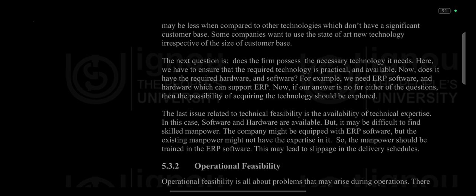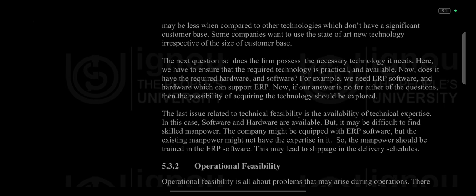The next question is, does the firm possess the necessary technology it needs? Here we have to ensure that the required technology is practical and available. Now, does it have the required hardware and software? For example, we need ERP software and hardware which can support ERP. Now, if our answer is no for either of the questions, then the possibility of acquiring the technology should be explored.